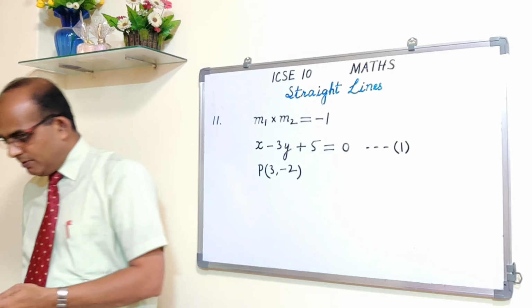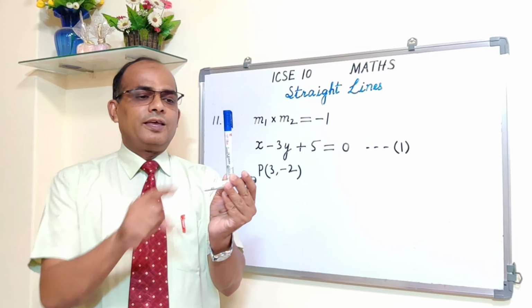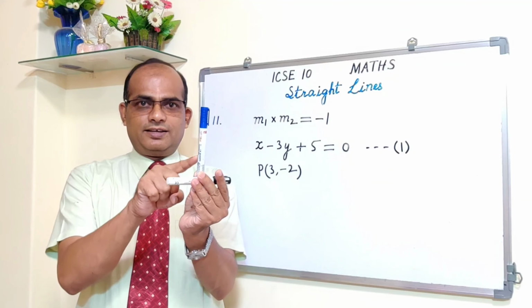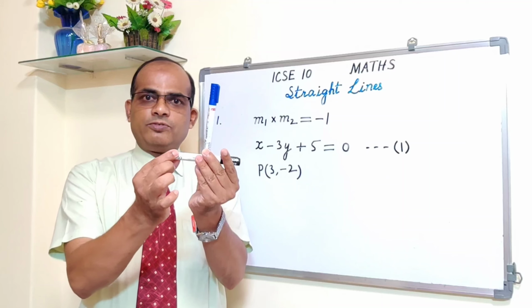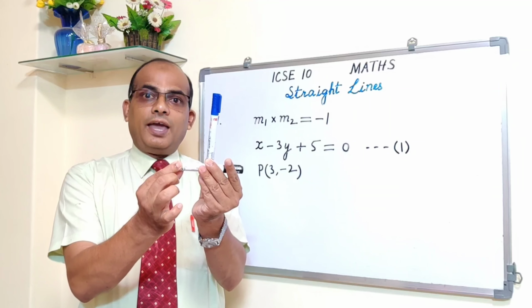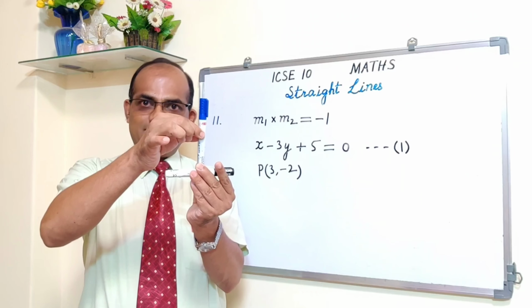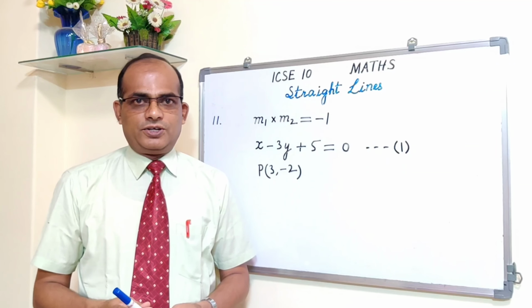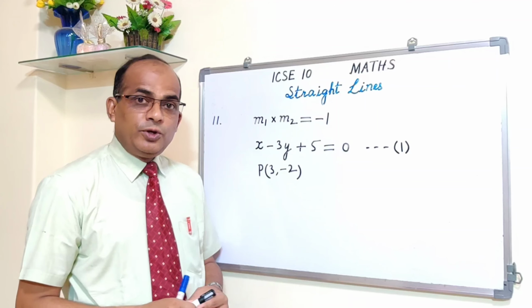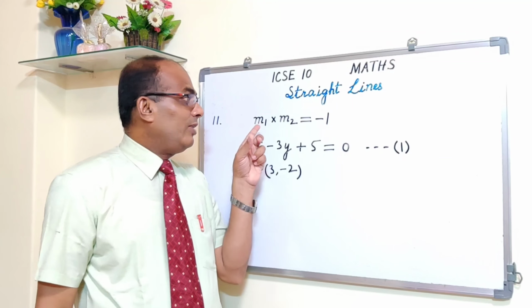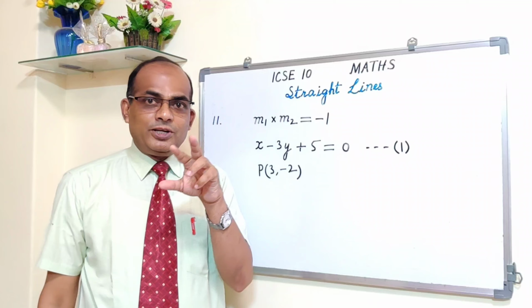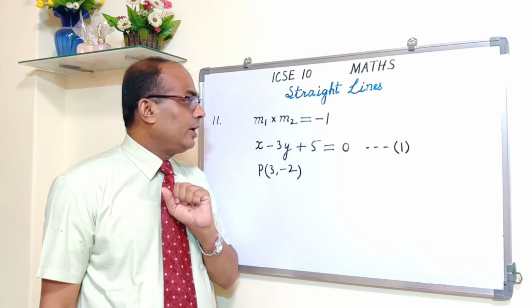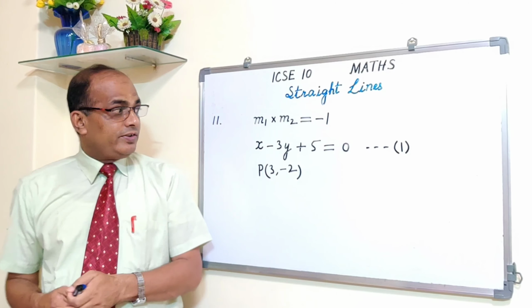When two lines are perpendicular to each other like this, this angle is 90 degrees. If the slope of this line is m1 and the slope of this line is m2, then m1 into m2 is equal to -1. This is the condition. So if we know the slope of one line and they are perpendicular to each other, then we can find out the slope of the other line. Now I am taking one example.